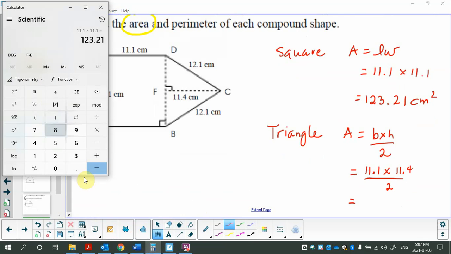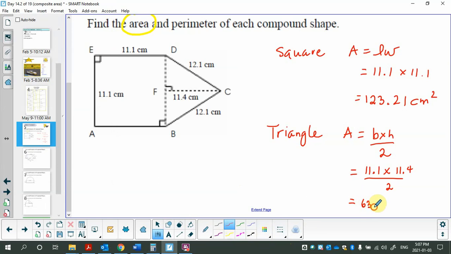Calculator time. Clear. 11.1 times 11.4 is equal to 126.54. I'm not going to write that down because I still have to divide it by 2, and I get 63.27. And again, because this picture is in centimeters, it's centimeters squared for area. So now I can figure out my total area, which is 123.21 from the square plus 63.27 from the triangle.